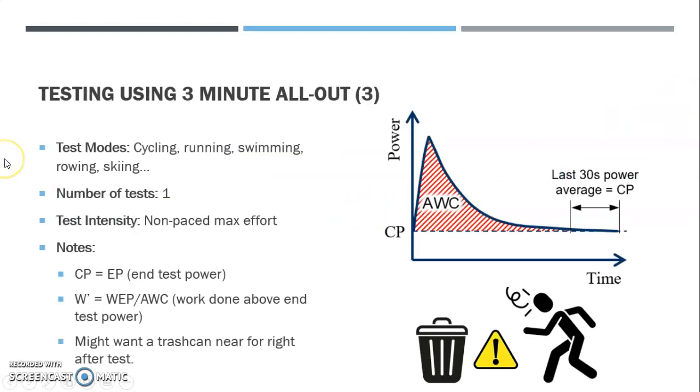Okay, so another way to test for critical power or critical speed is going to be the 3-minute all-out test. Now this test on the surface level might look more appealing. It's one test, it takes 3 minutes. It can determine more values than a typical, that gold standard critical power testing can.